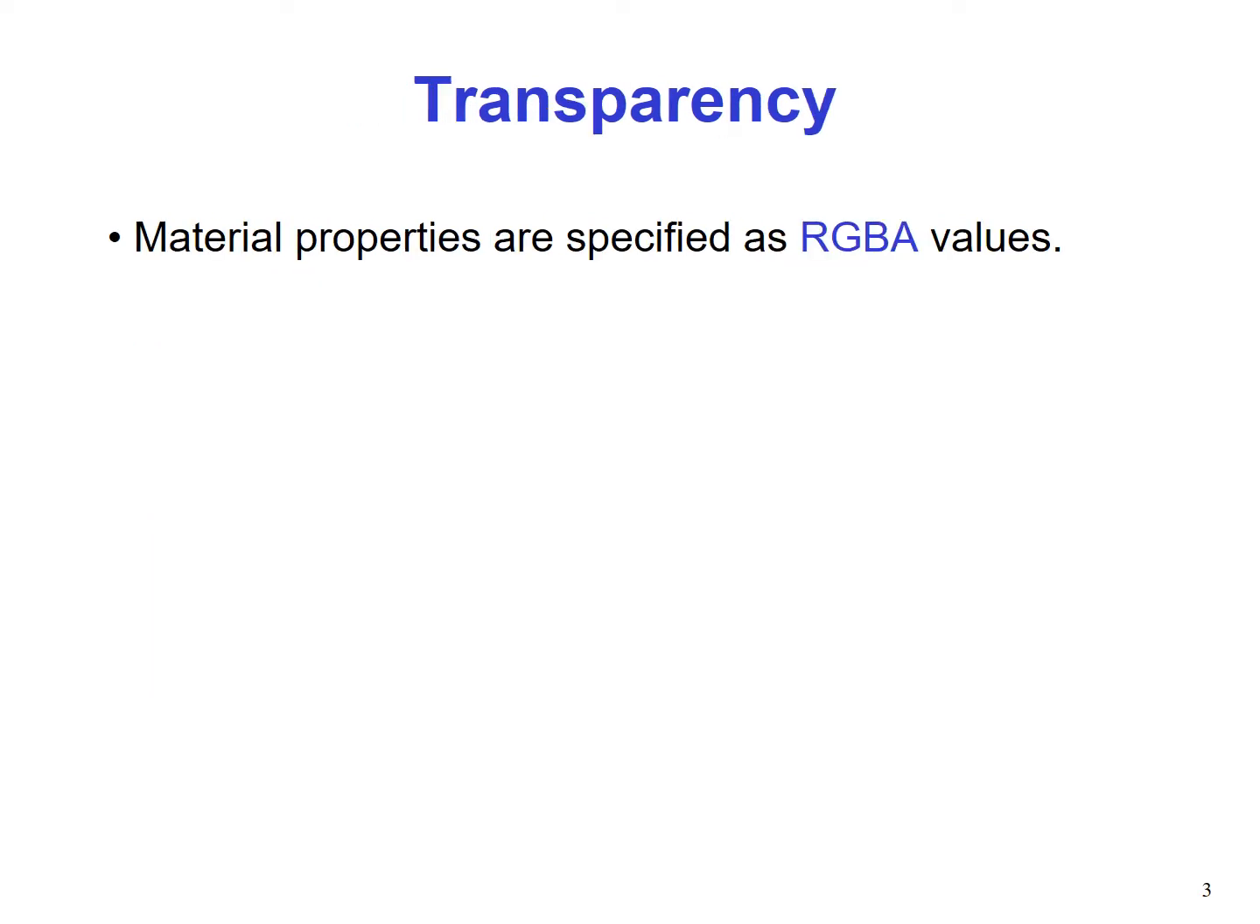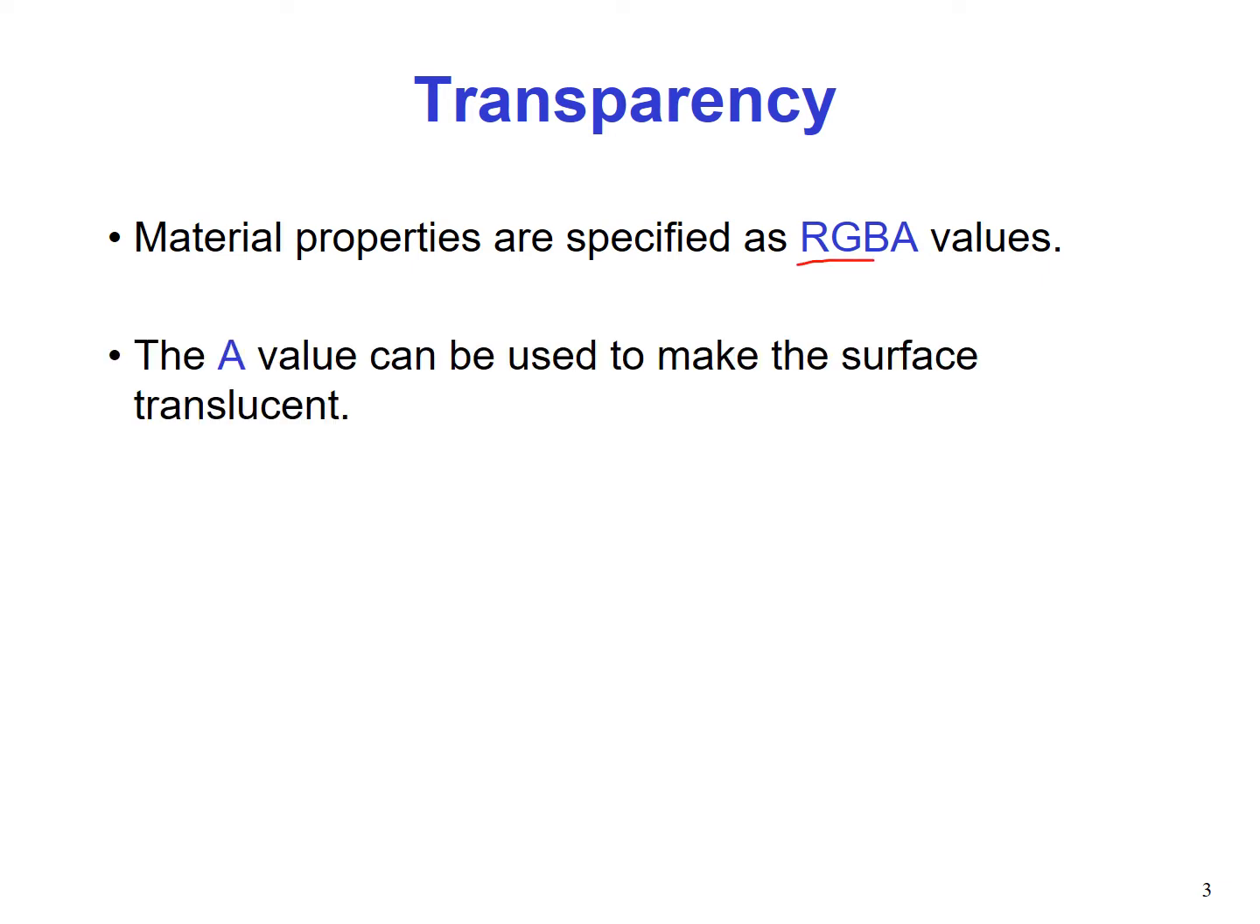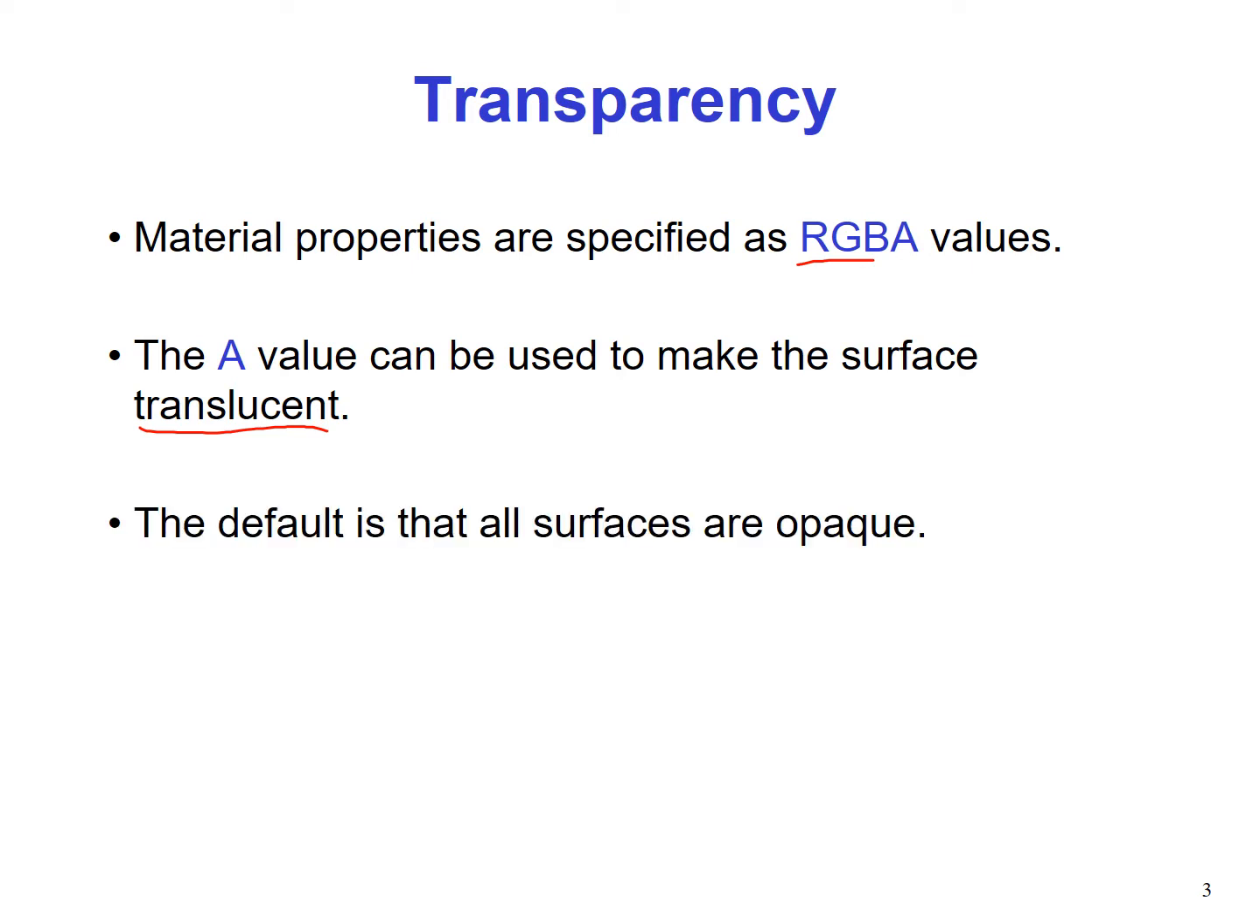Now, since the material properties are specified as RGBA, the first three components stand for color. The last one is for opacity or translucency of the surface. If we set this value less than 1, that will mean that some light passes through the surface. The default value is always opaque if we do not specify the value of A.